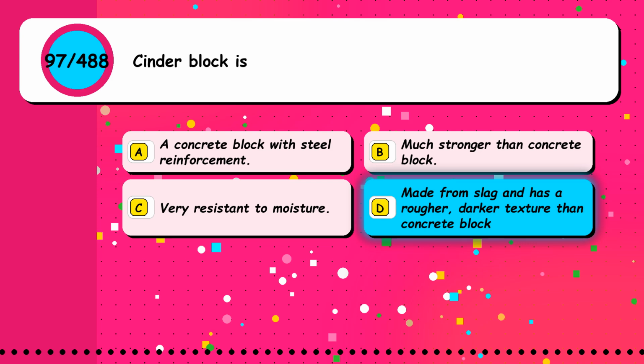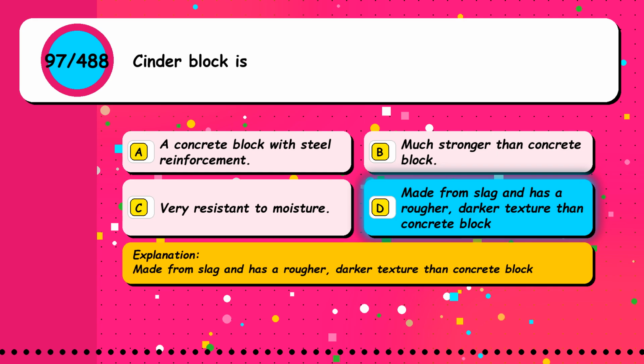The correct answer is option D, made from slag and has a rougher, darker texture than concrete block.